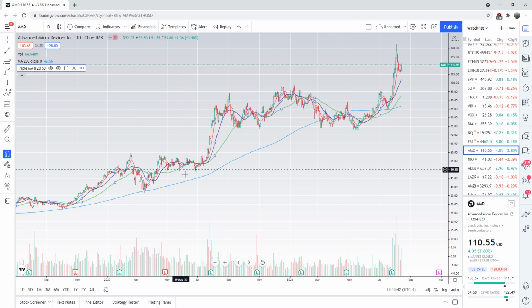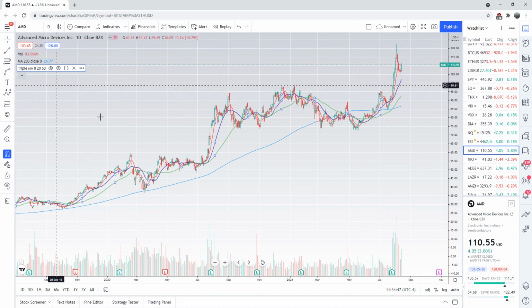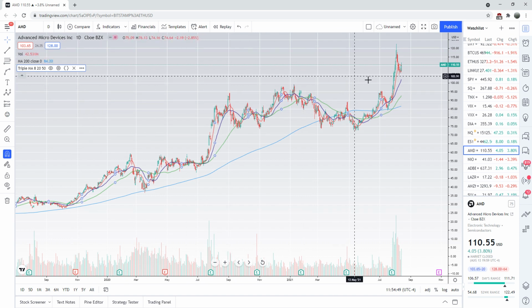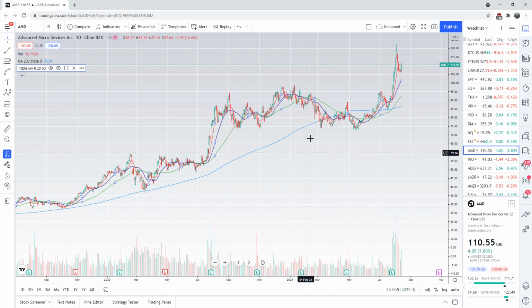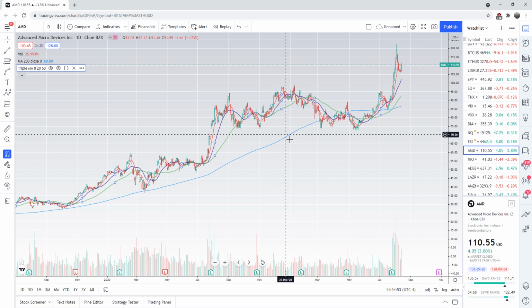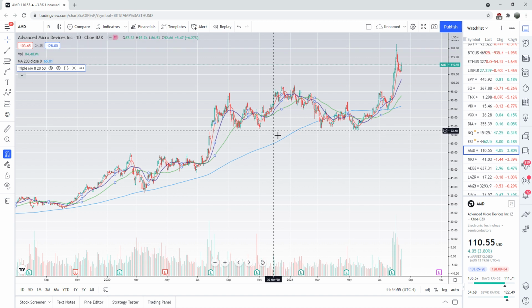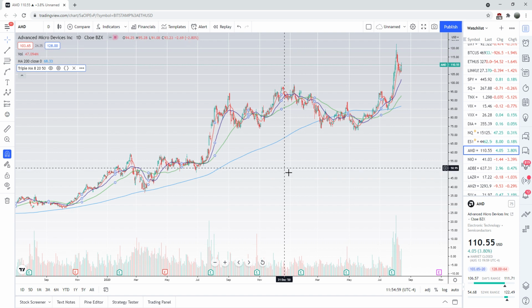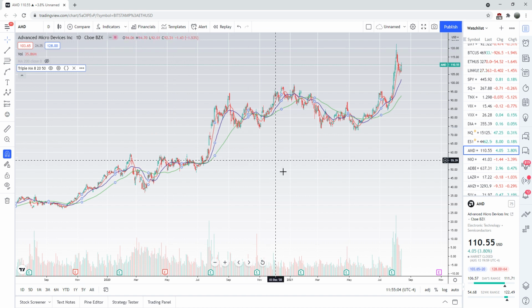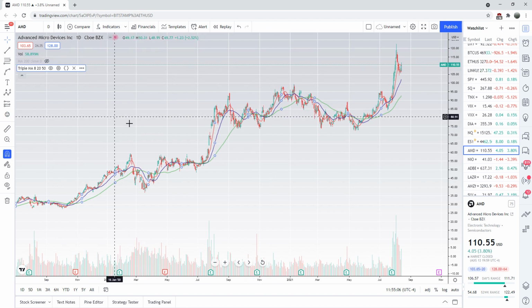So moving averages, the most common ones are 8, 20, 50, and 200. Those are the ones I use. I know there's a lot of other people that use like the 9, the 21, 70 something, I don't know. But 8, 20, 50, 200 really hasn't failed me. I'm going to turn off the 200 for right now and just focus on 8, 20, and 50.